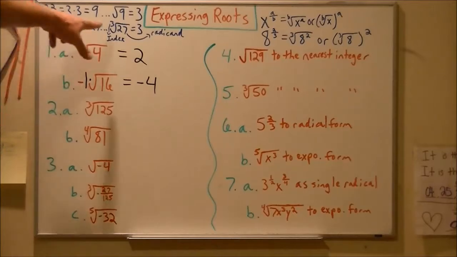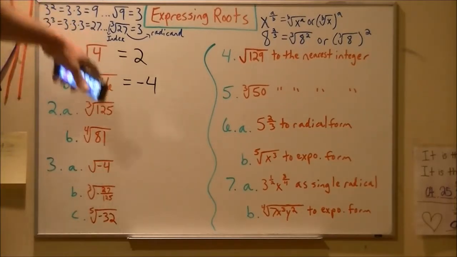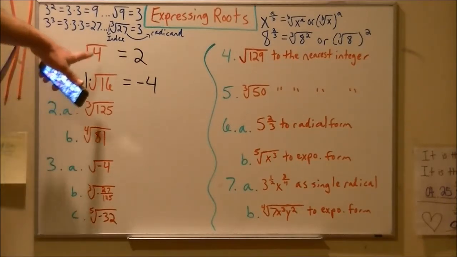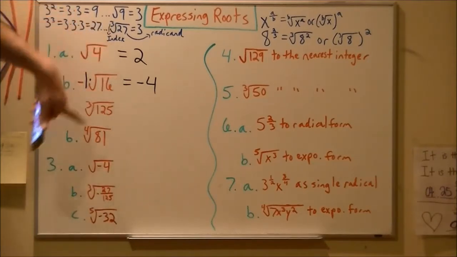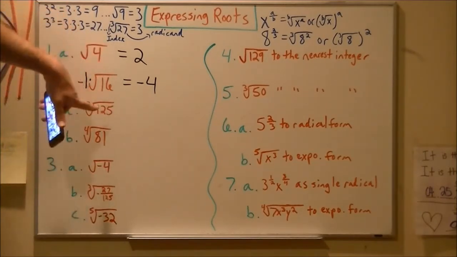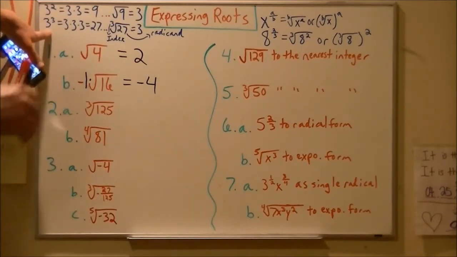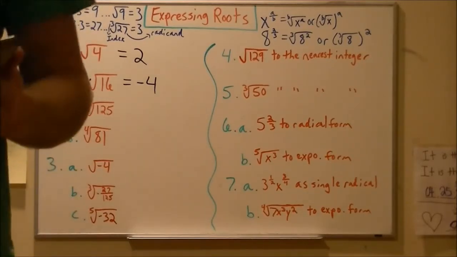Well, we know from our practice one that we did right up here that the cube root of 27 is 3, so the converse of that is 3 to the 3rd power is 27.